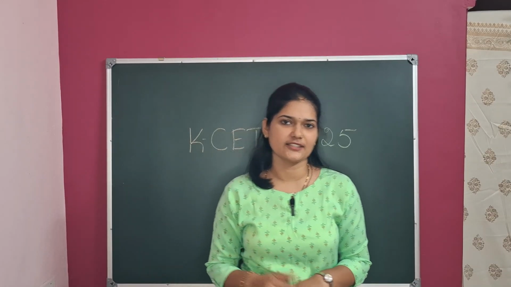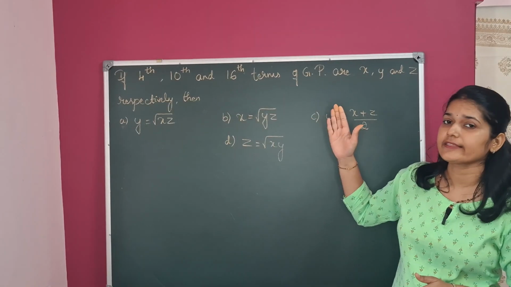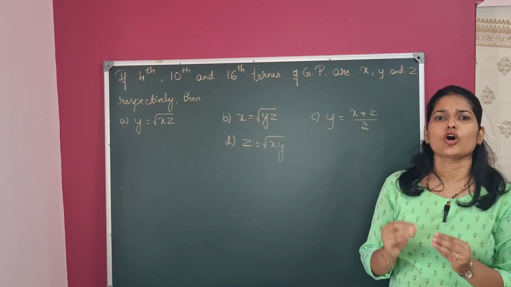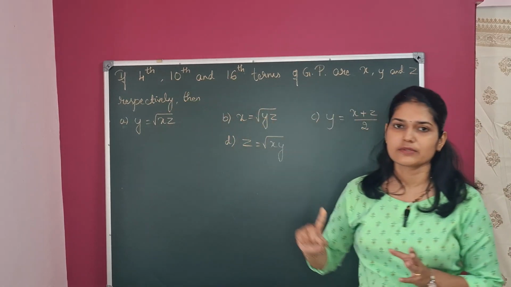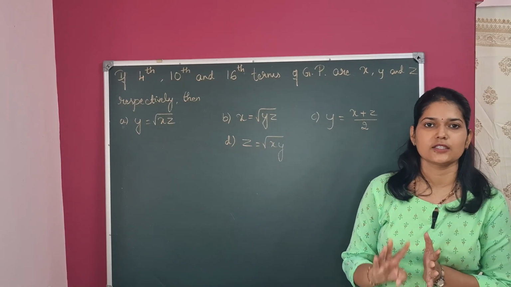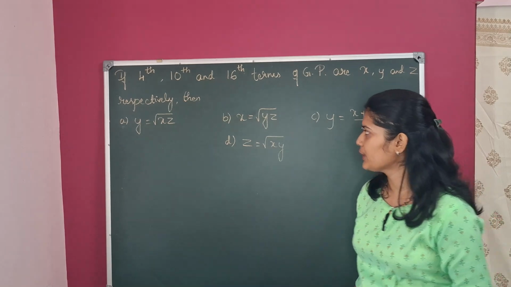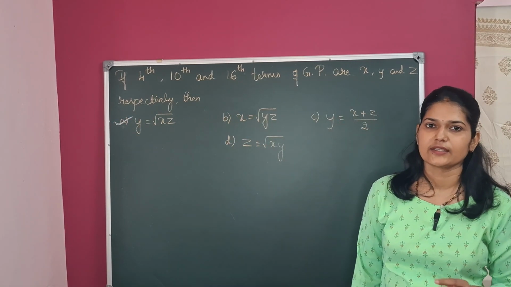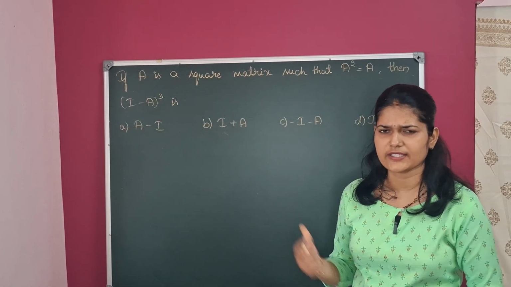Now, let's get started. As this is a GP, the 4th, 10th and 16th terms, which are x, y and z, will also be in GP. As the difference between the terms is the same, the 4th, 10th and 16th terms will also be in GP. Therefore, the answer will be y equal to root of xz. That is option A.